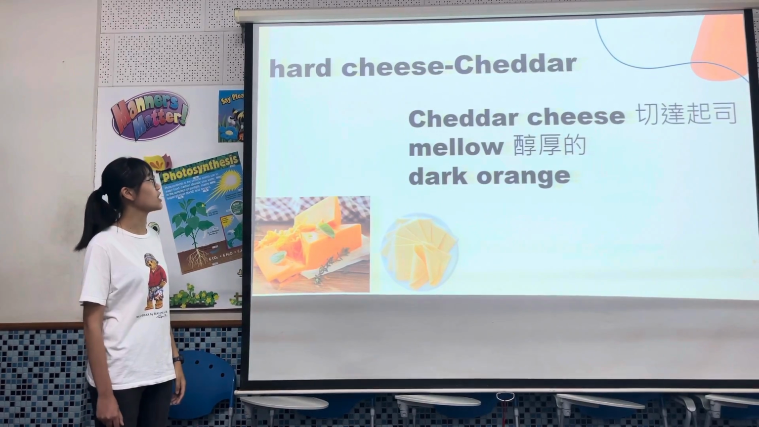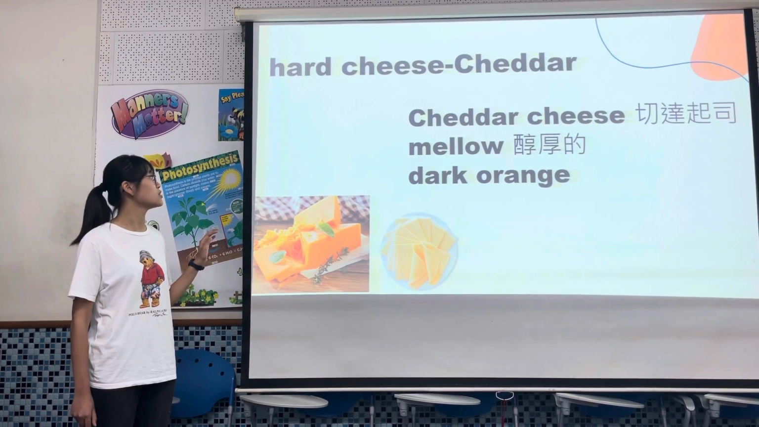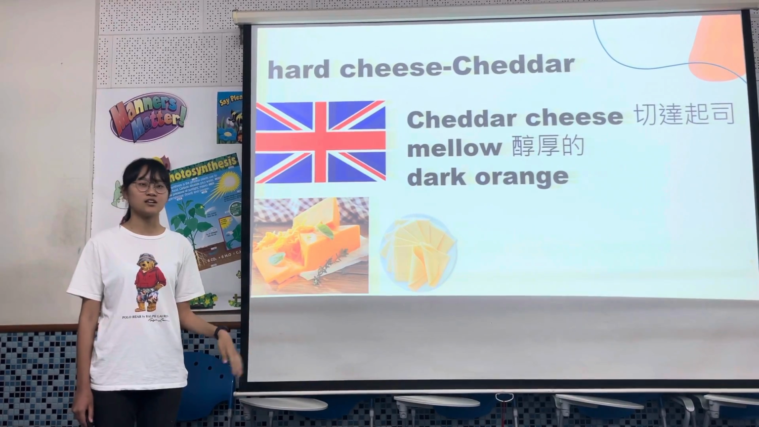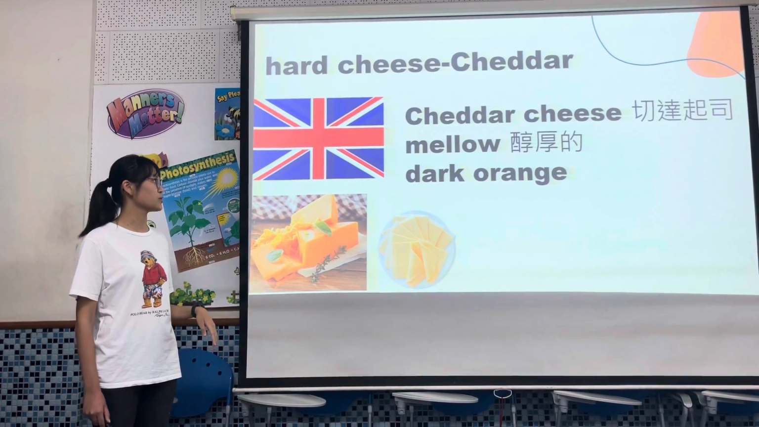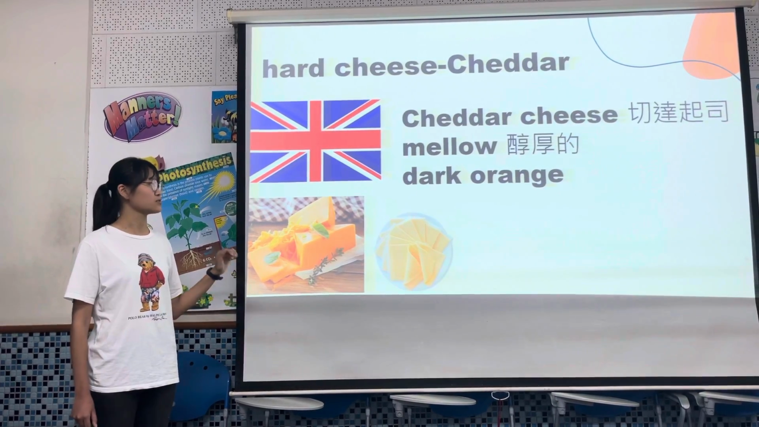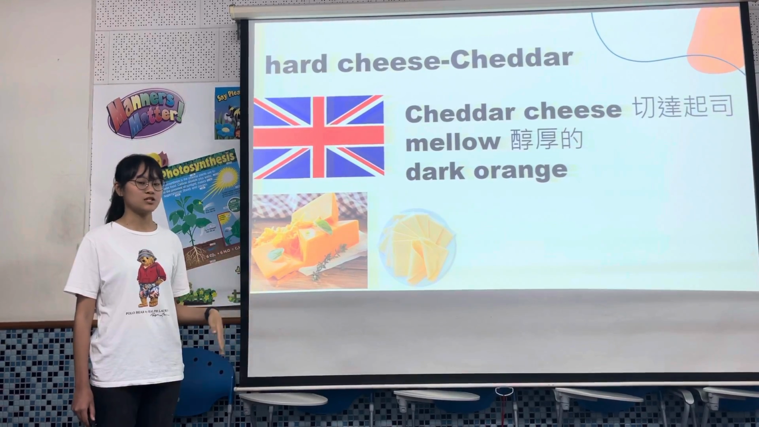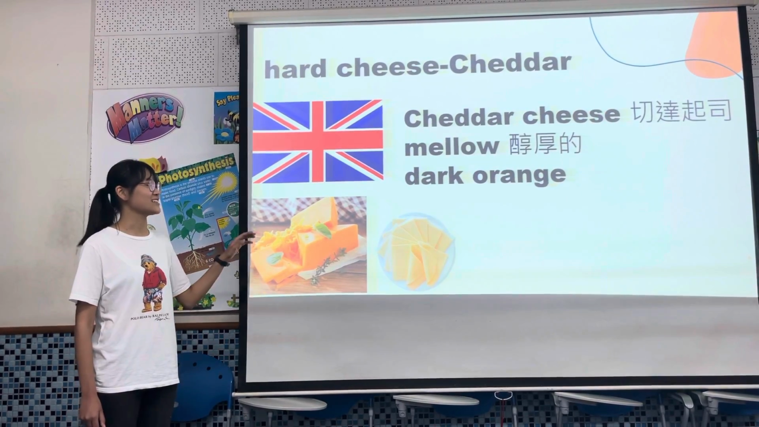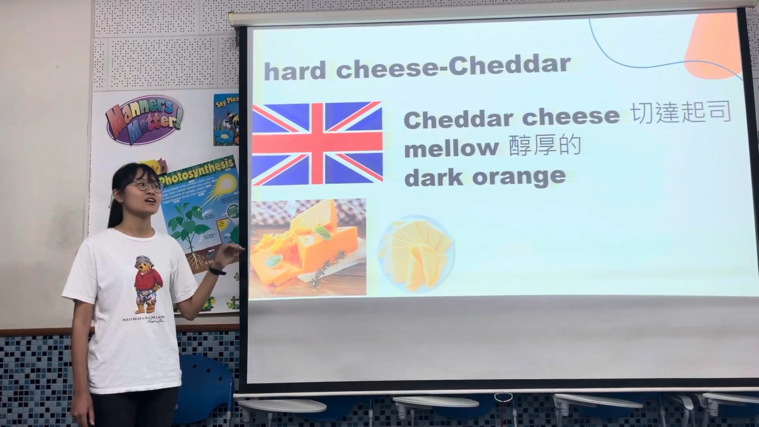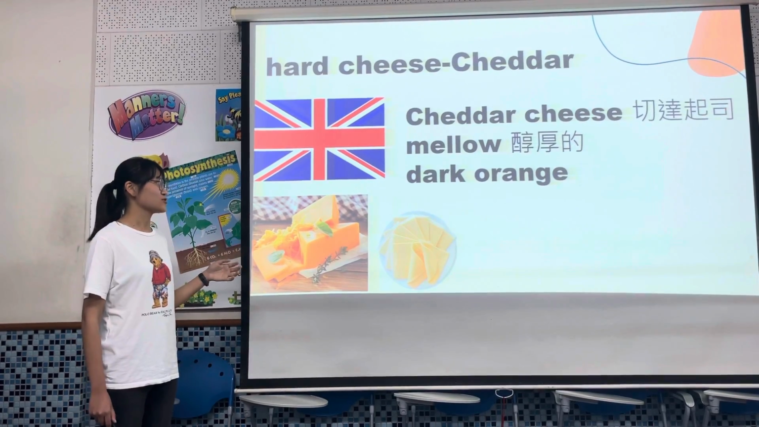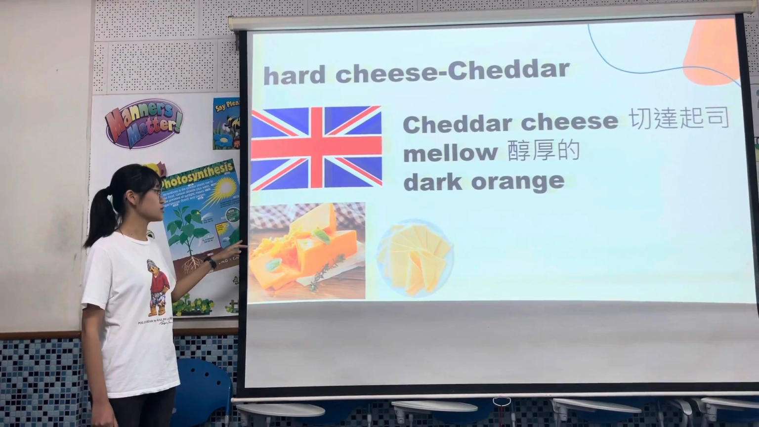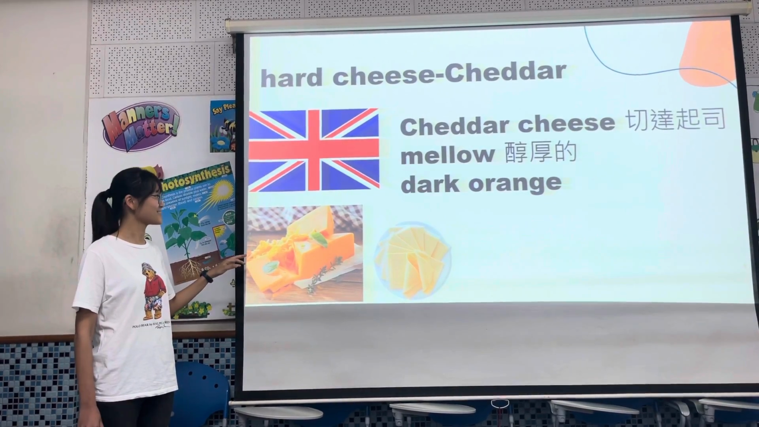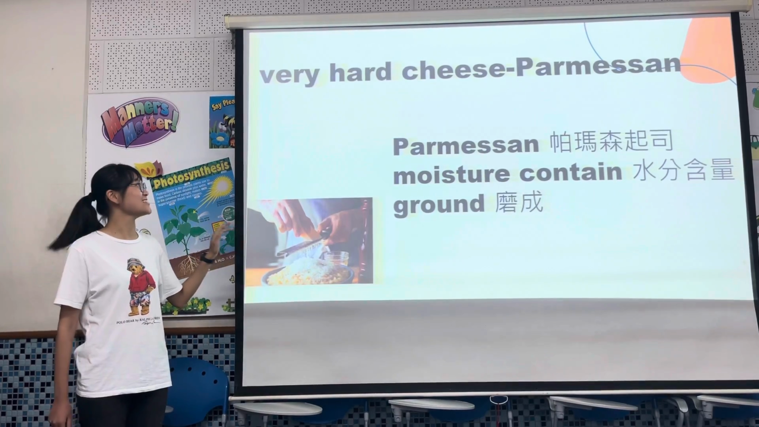And the third is hard cheese, which is cheddar. Cheddar originated in England, and it is also a common type of cheese we can see in our lives. What's special about cheddar is that it tastes mellow and it can melt in your mouth soon. And compared to other cheese, the color is dark orange. And yes, last is very hard cheese.